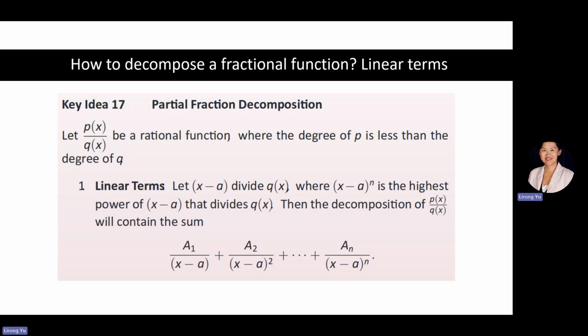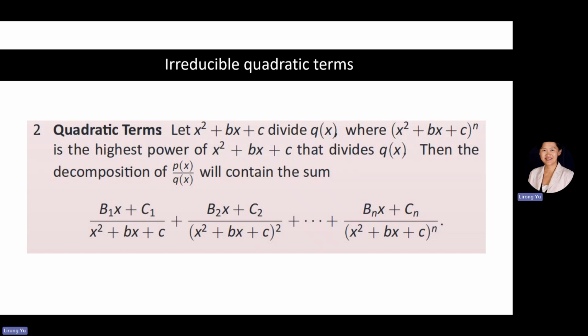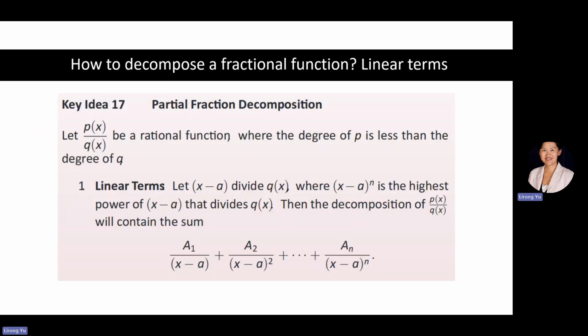All right, and then we're going to look at an example. This is not the example, this is just the theory. So let's talk about another one. The other one is, what if we have an irreducible factor? When do we have an irreducible factor? That is when we have a factor of the denominator, the q of x, that's not degree 1.